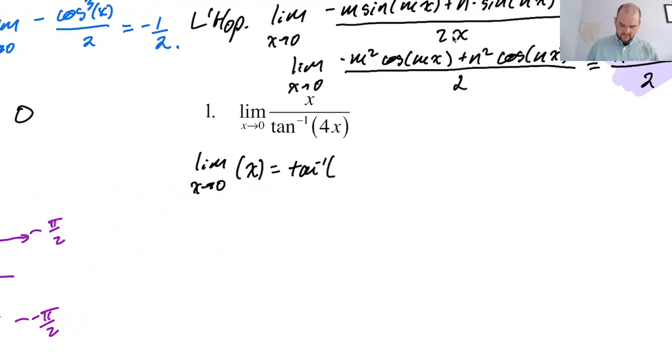What? I forgot a limit. Dang it. So much writing. Okay. The limit as x approaches 0 of tan inverse of 4x is equal to 0.